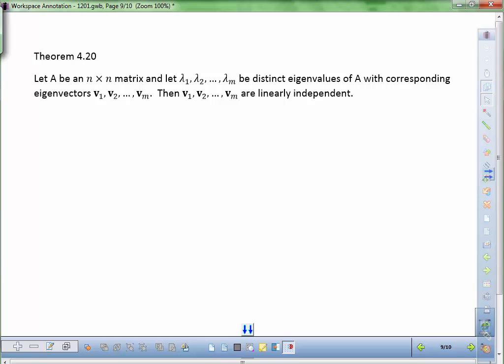So on an n by n matrix, if you have as many eigenvectors, as many eigenvalues as you have the dimension of the matrix, say a 3 by 3 matrix with 3 distinct eigenvalues and 3 distinct eigenvectors, then all those eigenvectors will span all of R3.